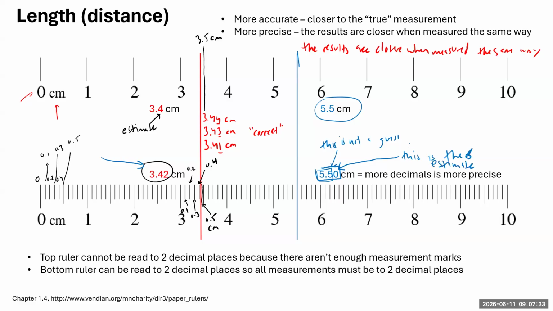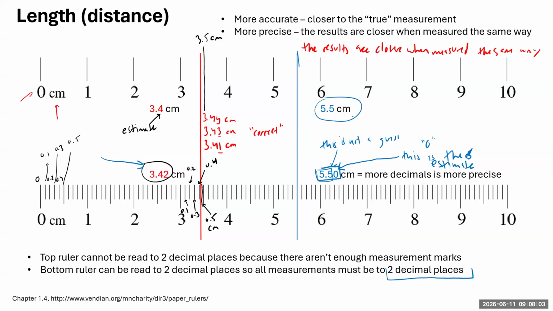The 0 is the estimate. We know it's 5. We don't know if it's 5.51 or 5.49, so we're going to say that 0 is the guess, because we know we can report it to two decimal places. All right, so the top ruler cannot be read to two decimal places because there aren't enough measurement marks. But the bottom ruler can be read to two decimal places. So all measurements must be to two decimal places.